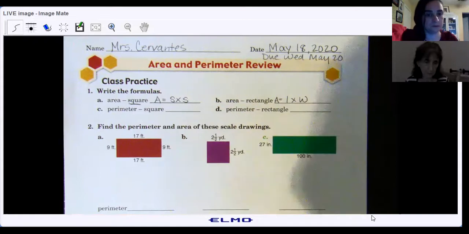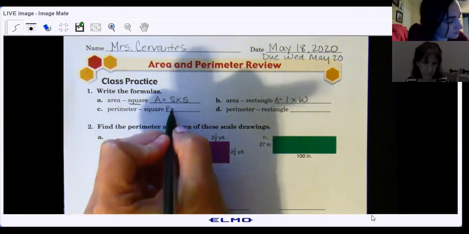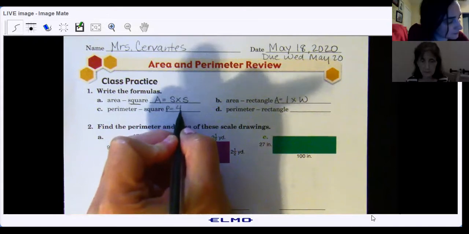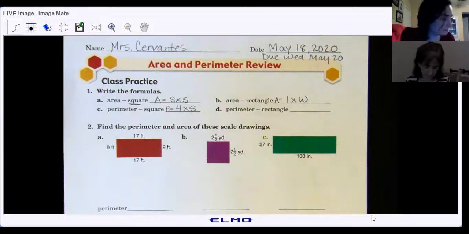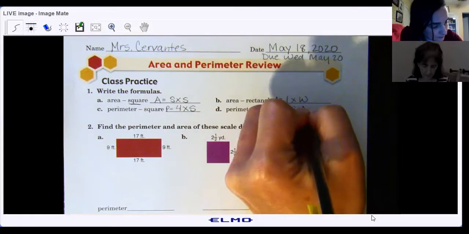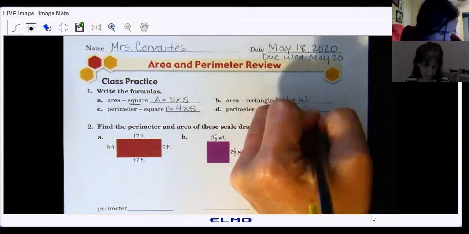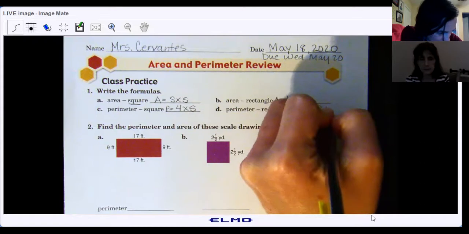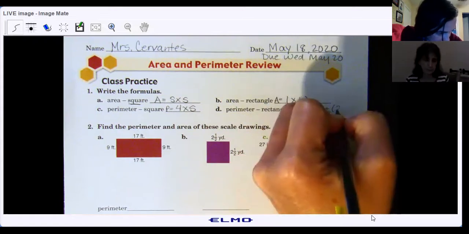All right, perimeter of a square, the outside: perimeter equals 4 times S. And perimeter of a rectangle is perimeter equals 2L plus 2W in parentheses. Remember, order of operations, parentheses first.